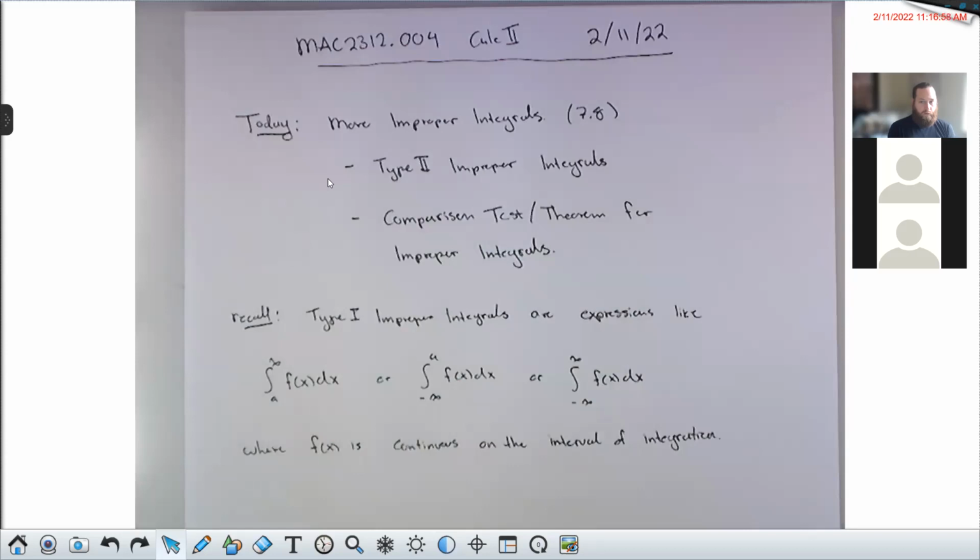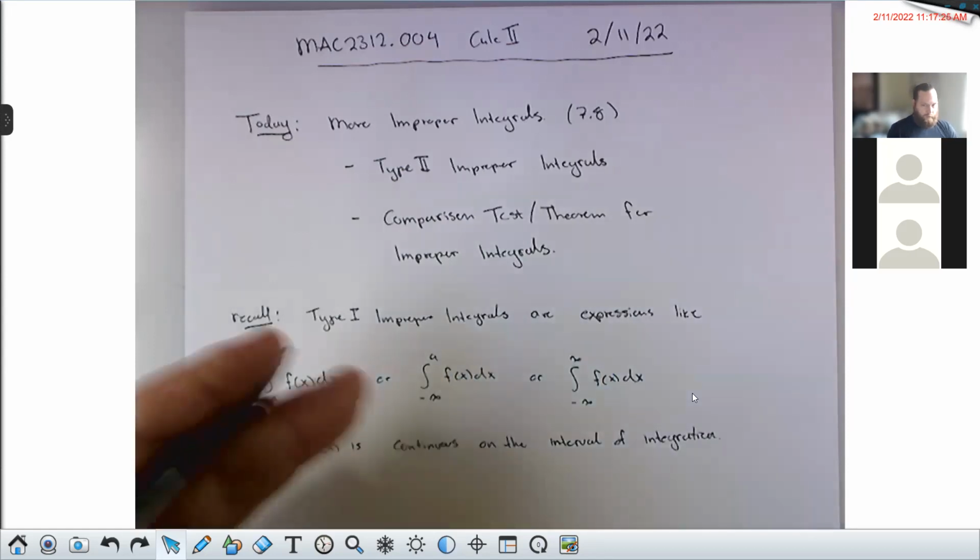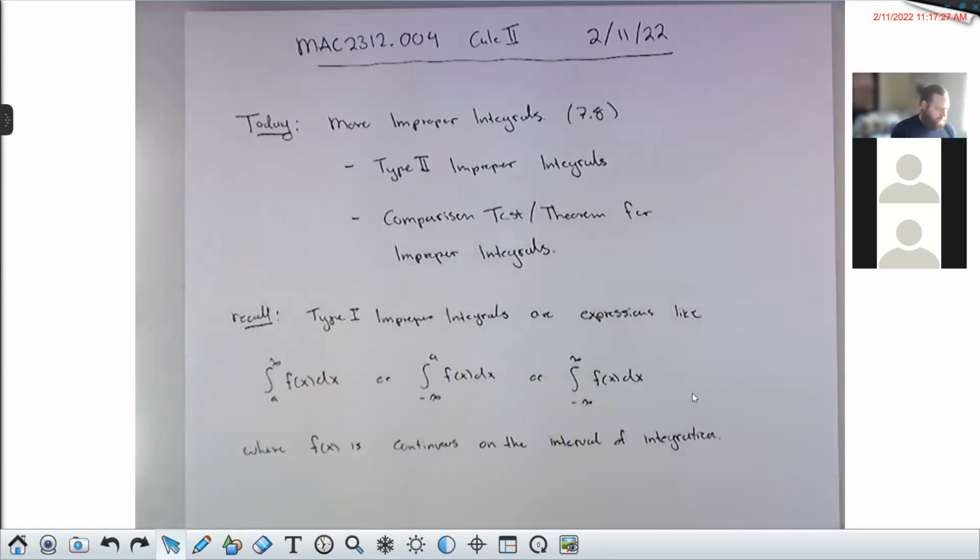A type 2 integral is one where we relax this requirement that the function be continuous. In fact, what makes a type 2 integral is that the function has an infinite discontinuity somewhere between, like, a and b. And then, of course, it's possible to mix the two together. You could integrate a discontinuous function, like 1 over x, from negative infinity to infinity, and then you'd have both type 1 and type 2 stuff. I just want to remind you what a type 1 integral is, because I'll be referring to them.